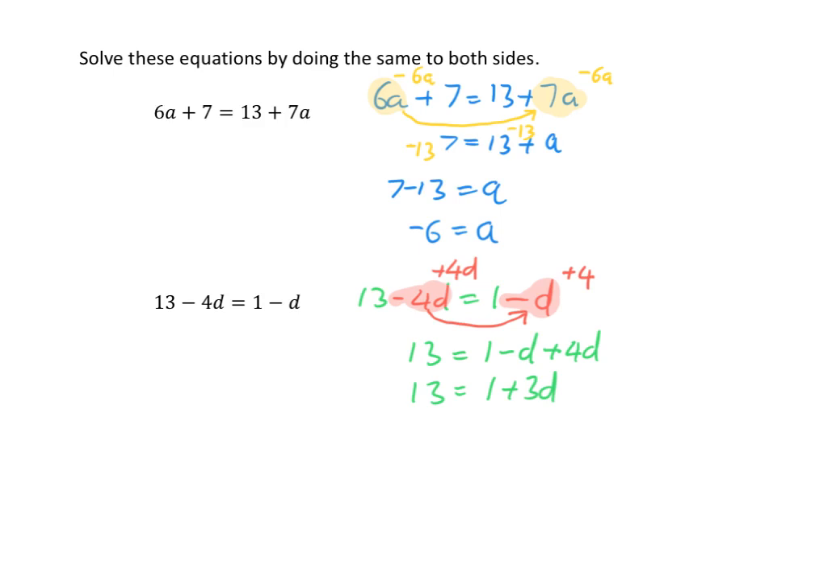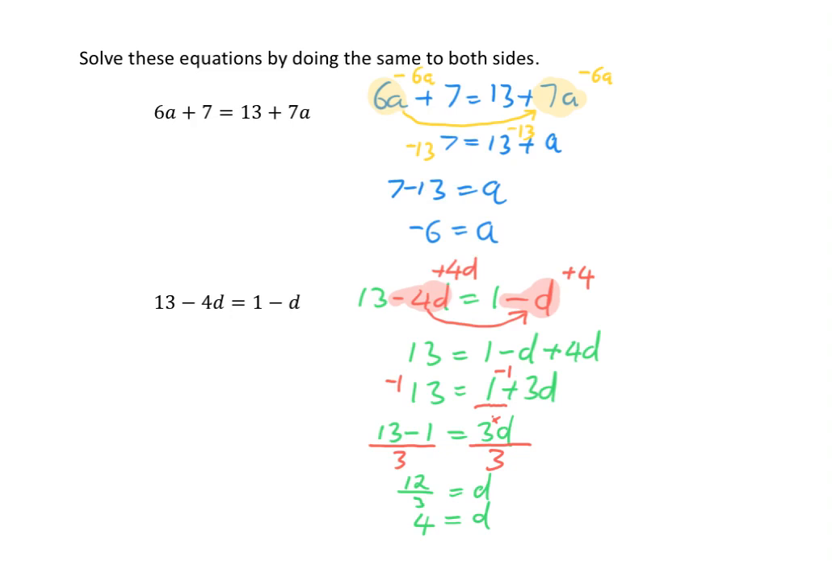Now I continue to try and get d by itself. The next step is to remove the plus 1, and the opposite of plus 1 is subtracting 1. What I do to the right-hand side, I need to do to the left-hand side. So that becomes 13 minus 1 is equal to 3d. To get d by itself, I need to get rid of the multiply by 3, and the opposite of multiplying by 3 is dividing by 3. What I do to the right-hand side, I do to the left-hand side. So 12 divided by 3 is equal to d, so 4 is equal to d.